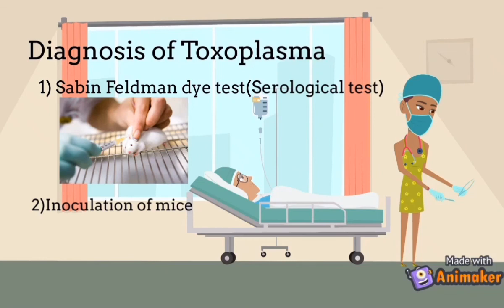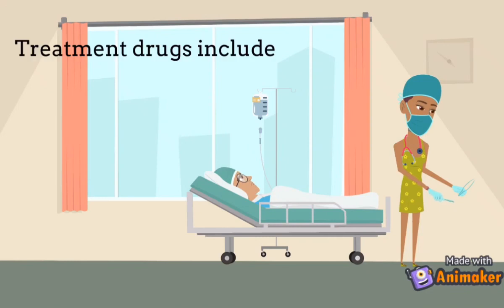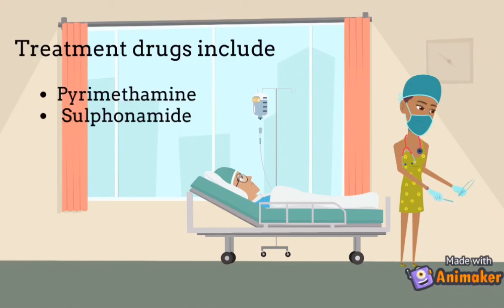A surefire diagnosis would then be a combo of the two: the Sabin-Feldman dye test with at least a four-fold rise in antibody titer, and inoculation of the parasite in mice. Treatment drugs include pyrimethamine and sulfonamide.